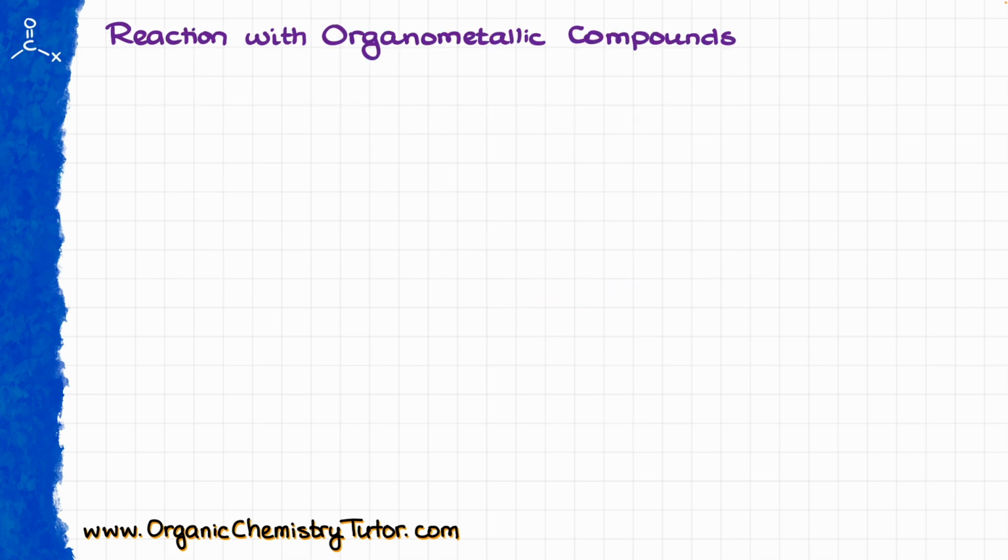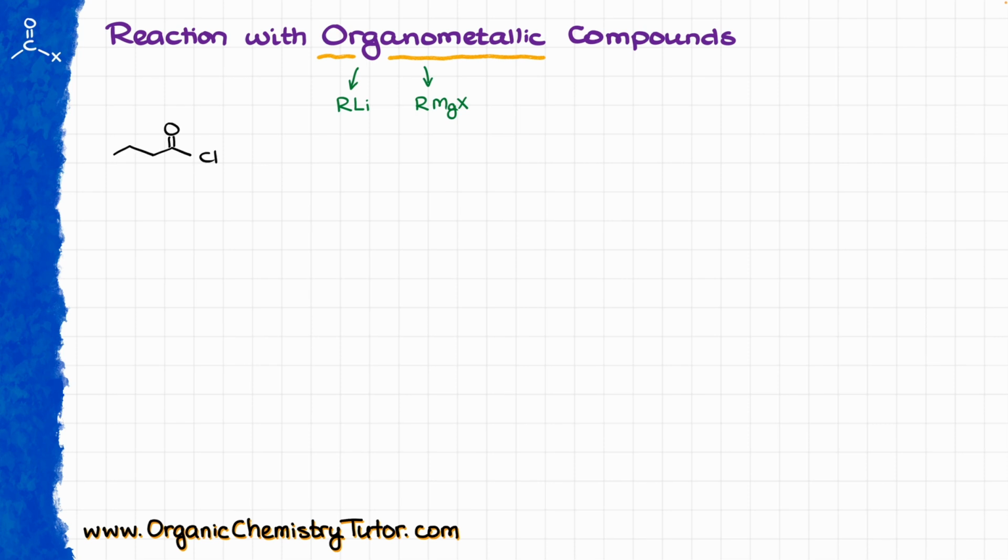Now, another fairly important reaction of acid chlorides that you are going to see in your class is the reaction with organometallic compounds. And whenever we say organometallic compounds, usually what we mean by that is either organolithium compounds, so R-lithium, or the Grignard reagent, which is your R-magnesium halide, so R-magnesium bromide or R-magnesium chloride, something of that sort. So here is how this reaction is going to go.